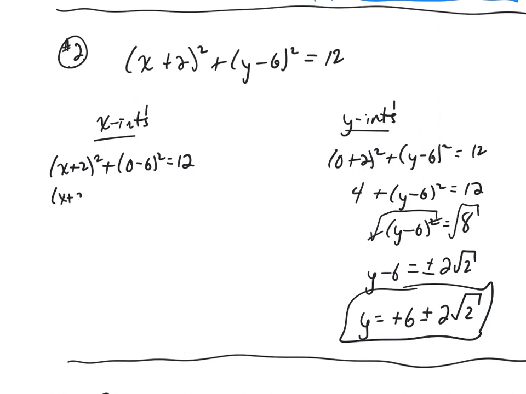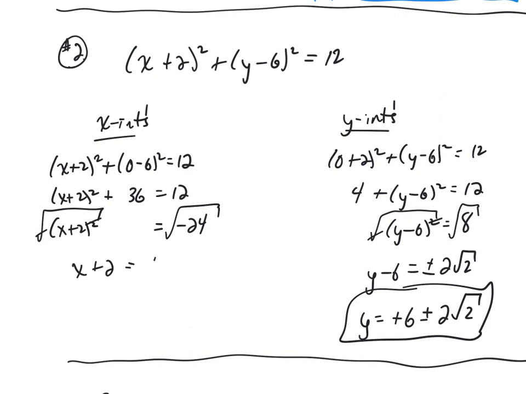Again, similar solving here. 0 minus 6 is negative 6. Negative 6 squared is 36. Move 36 to the other side by subtraction. 12 minus 36 is negative 24. Get rid of a power of 2 by taking the square root of both sides. So x plus 2 is equal to plus or minus, and I'll do the simplifying for you.